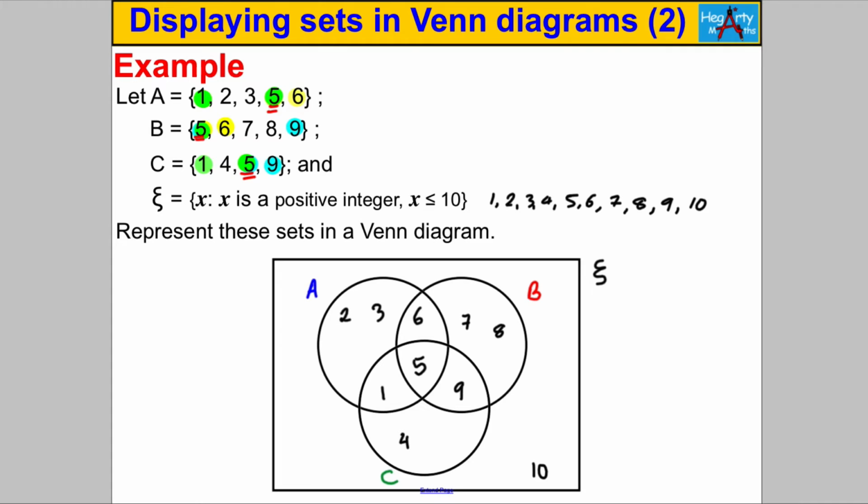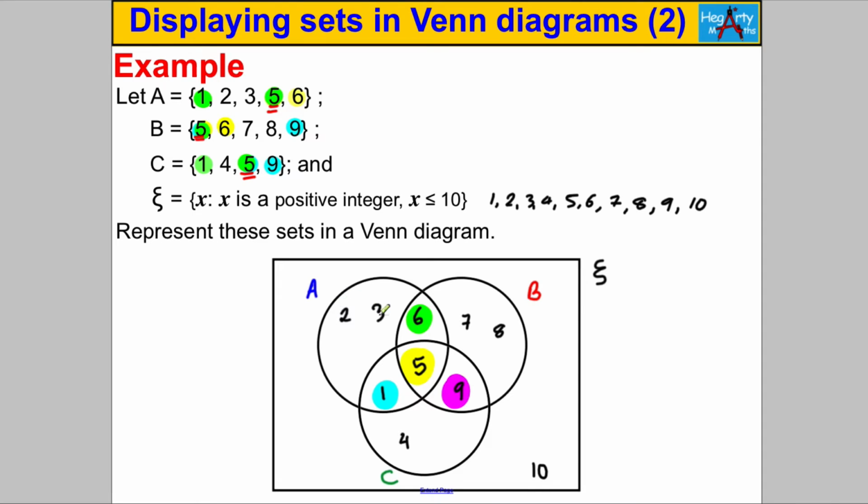Now remember what each bit means. This 5 in the overlap for all 3, A, B and C, means 5 is in A, B and C. This bit of the overlap here means 1 is in A and C but not in B. This overlap here means that 9 is in B and C but not in A. This overlap here means that 6 is in A and B but not C.